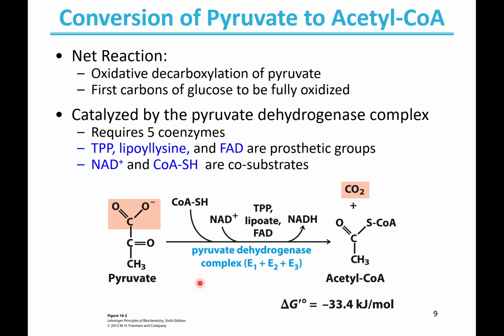This complex requires 5 coenzymes. There are 3 prosthetic groups, which we'll talk about in some detail, and 2 that you can think of as coenzymes or co-substrates. The prosthetic groups are TPP, lipoic acid attached to a lysine, so lipoyl lysine, and FAD. And the co-substrates are NAD plus and coenzyme A.